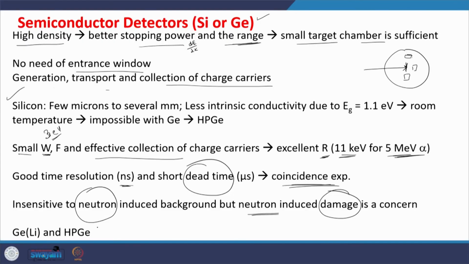Another semiconductor detector widely used for nuclear astrophysics studies is germanium doped with lithium, and another way is you cool the germanium crystal to low temperature using liquid nitrogen. This is one of the widely used detectors for studying nuclear reactions with the measurement of gamma rays because of its excellent resolution. Nobody can match HPGe in terms of energy resolution.